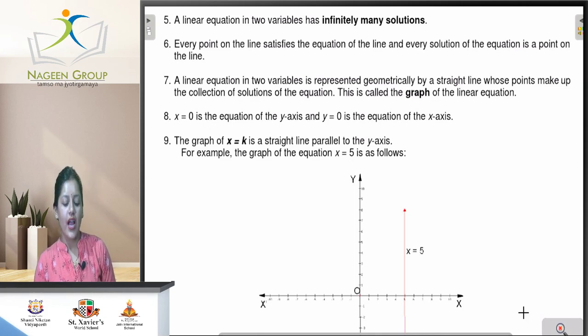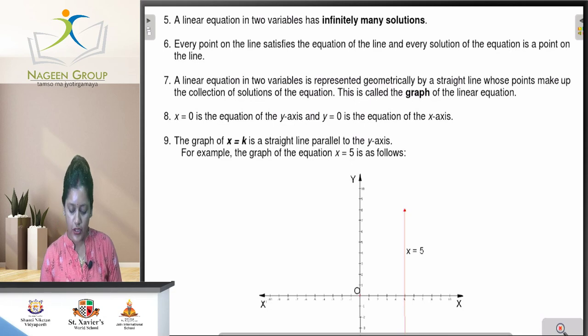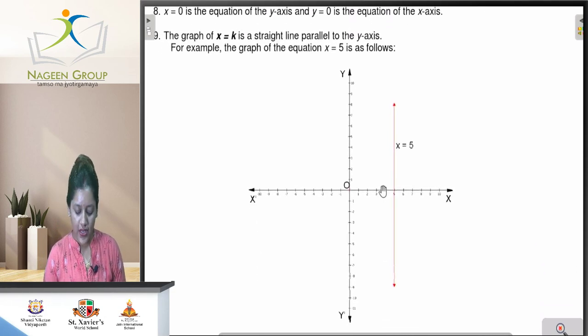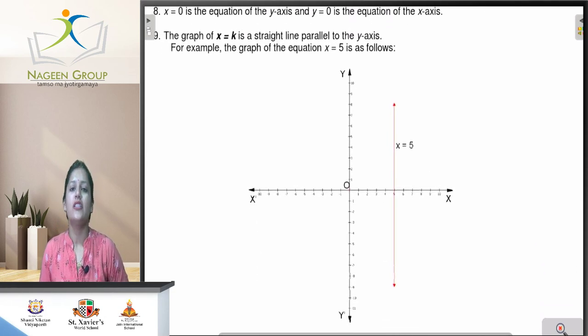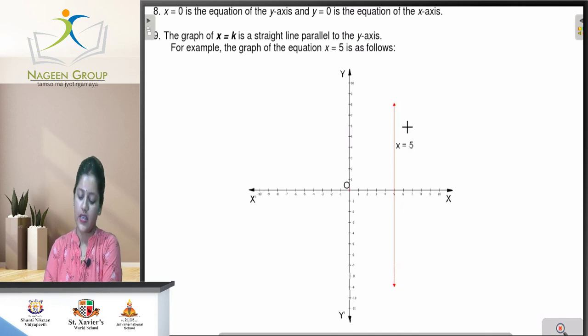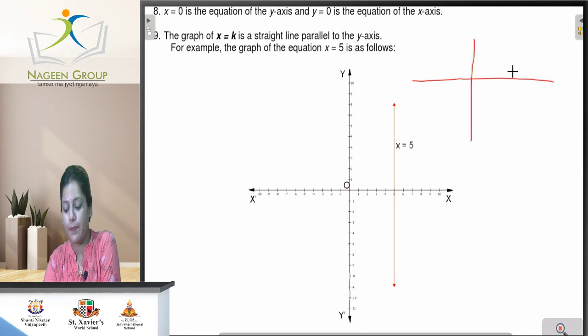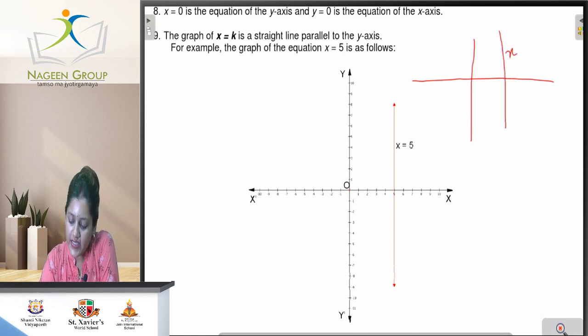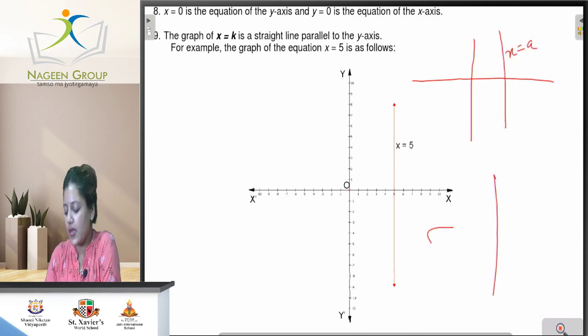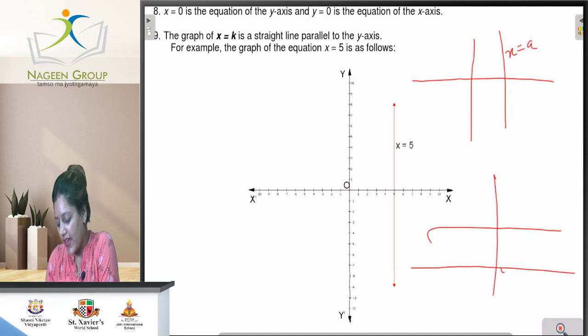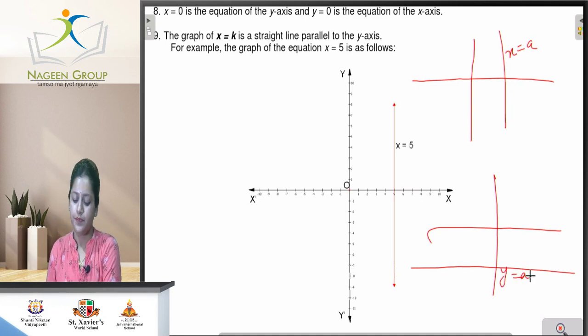Next, point number 9, the graph of x = k is a straight line parallel to the y-axis. For example, the graph for the equation x = 5 means the line is parallel to the y-axis. If the line is parallel to the y-axis, then x has some fixed value. If the line is parallel to the x-axis, then y has some fixed value.